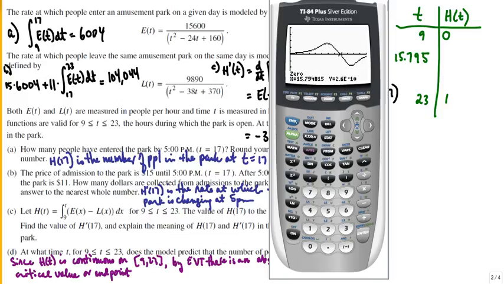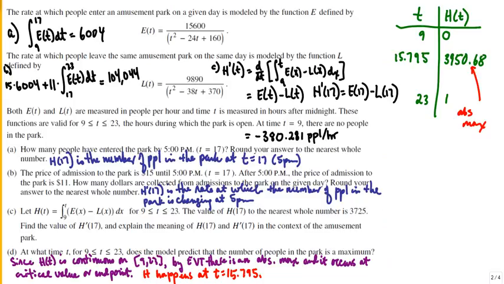I'm going to store that value of x. So store answer. I'm going to store x in A and go back to my graph, and I'm going to integrate between time t equals 9 and time A, and I'm going to get 3950.68, and that happens at t equals 15.795. Okay, so that completes this problem.